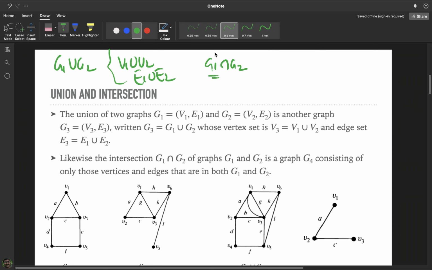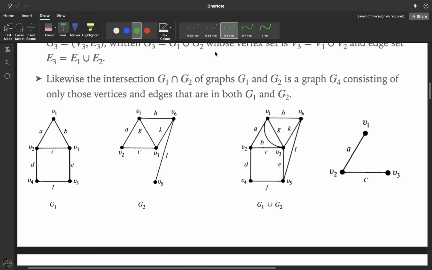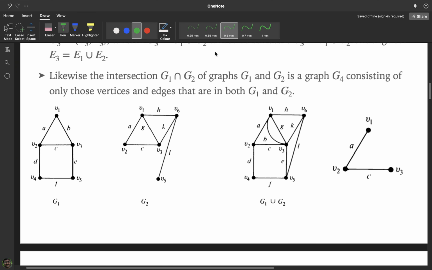You can see that some diagram examples have been drawn here. Suppose two graphs are given, G1 and G2. Okay, so please see the diagram. So here is G1, here is G2. We have obtained G1 union G2 here. You can see that there is a multiple edge coming, because in the first graph there was an edge B lying between V1 and V3, and in the second graph there was another edge G lying between V1 and V3. So when you draw the union, you have to include both the edges. So you have got two edges between V1 and V3. That's why multiple edges are coming here.